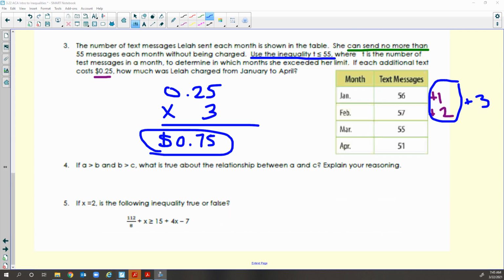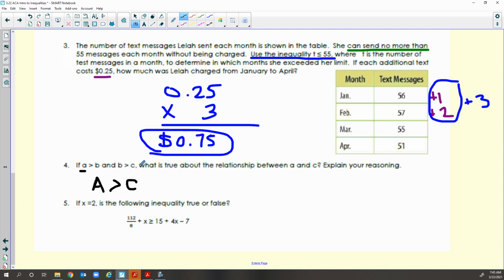Okay, number 4 here is kind of a thinker. If A is greater than B and B is greater than C, what is true about the relationship between A and C? So let's take a quick think here. A is bigger than B. So A so far is the biggest, and B is bigger than C. So that must mean that A is greater than C. Wouldn't you agree? C has to be the smallest in these 3 numbers.